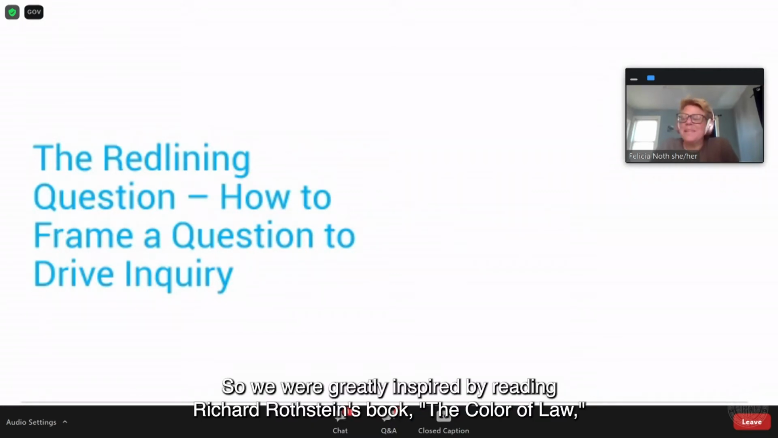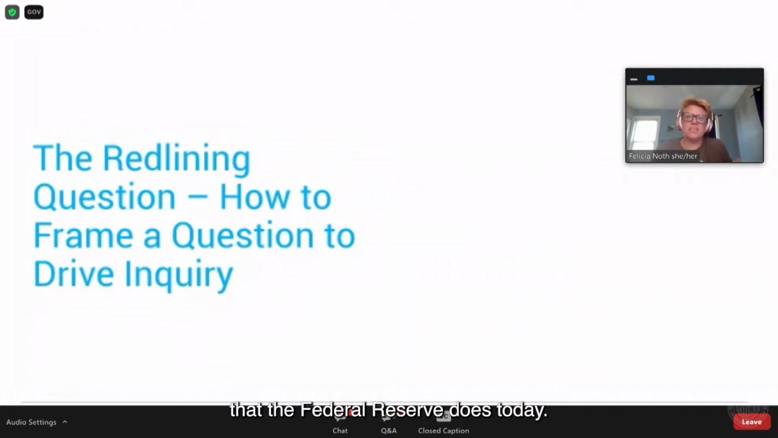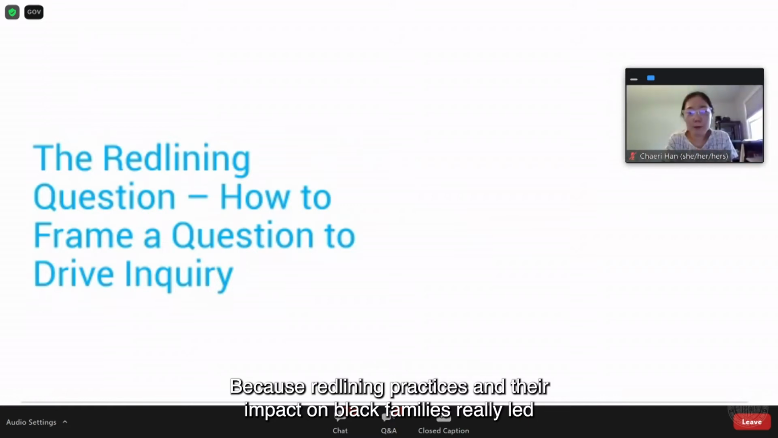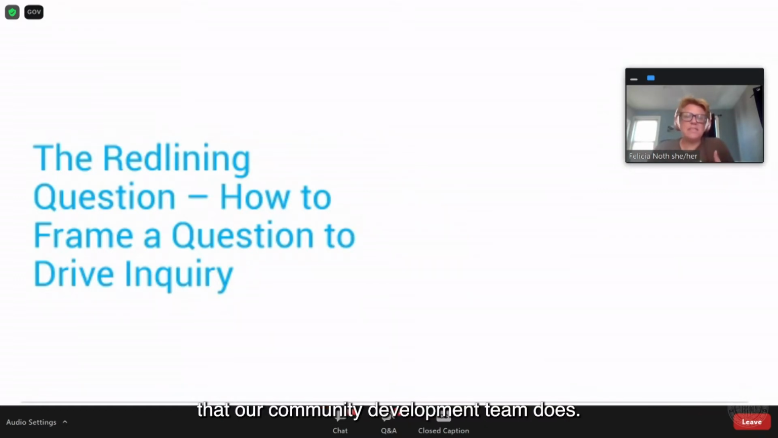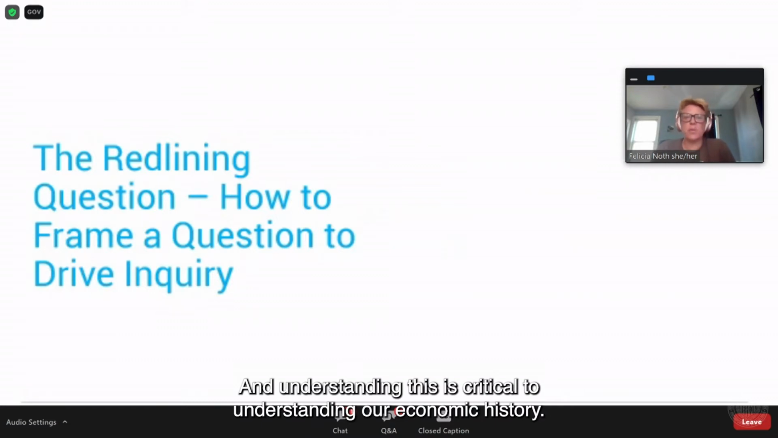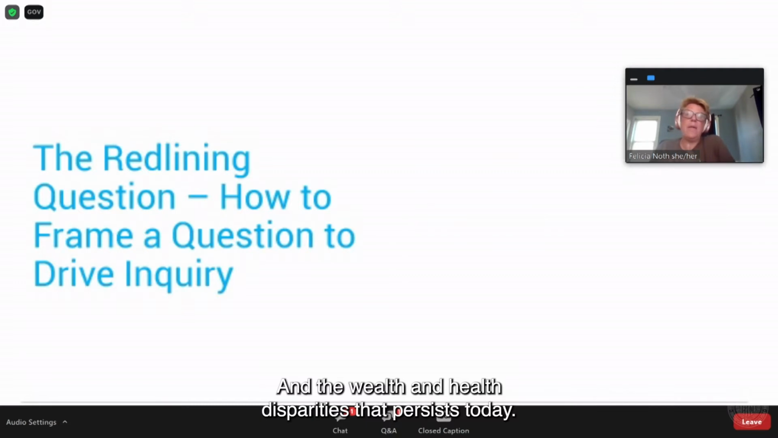So we were greatly inspired by reading Richard Rothstein's book, The Color of Law, which really helps connect historical redlining practices to the work that the Federal Reserve does today. Because redlining practices and their impact on Black families really led to the Community Reinvestment Act, and the work that our community development team does. And understanding this is critical to understanding our economic history and the wealth and health disparities that persist today.